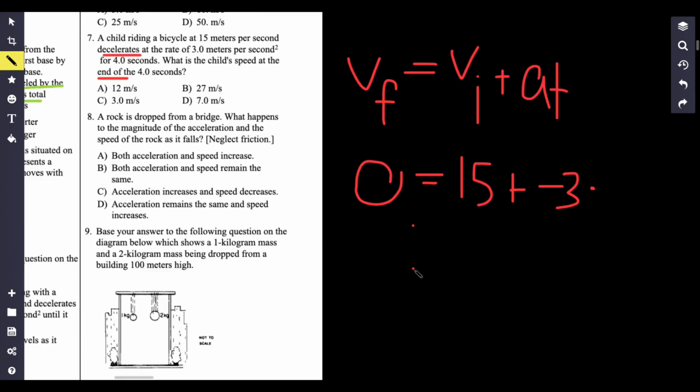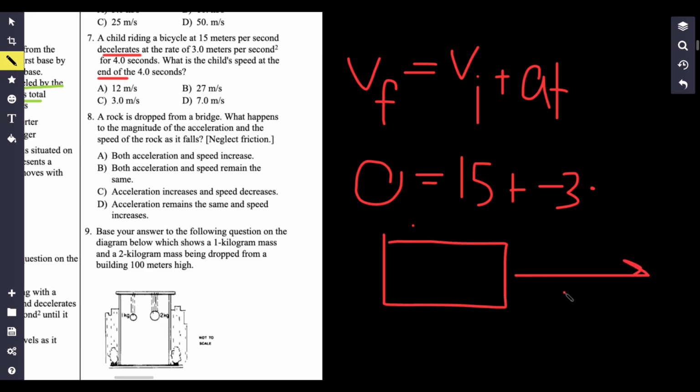Like think about a car and you're pushing on the brakes, right? So you have a car, velocity is moving this way, but your acceleration is moving the opposite way because you're trying to slow down this car, right?